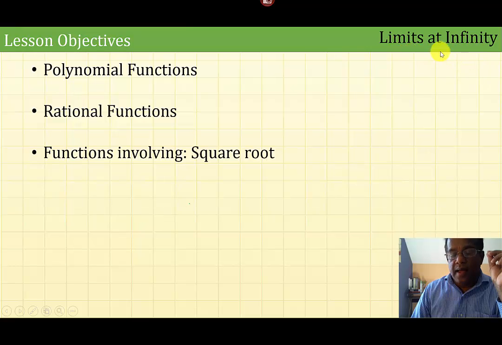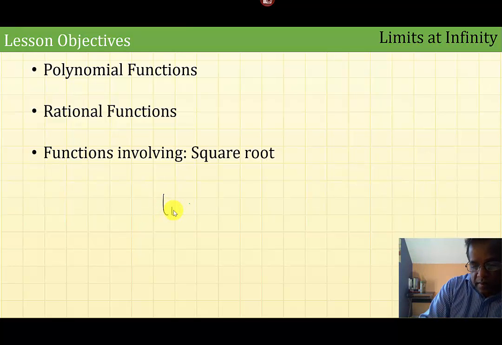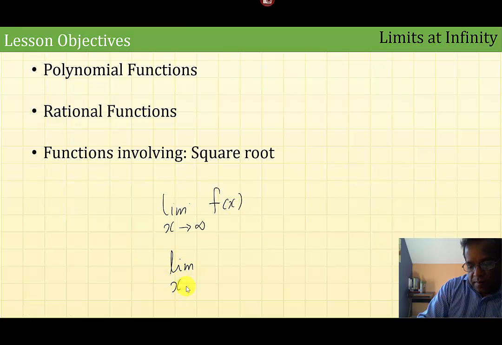Limits at infinity. In this lesson, we are going to find the limits at infinity of polynomial functions, rational functions, and the functions involving square root. So that means we're going to find the limit as x approaches infinity of some function f of x, or we're going to find the limit as x approaches negative infinity of f of x.